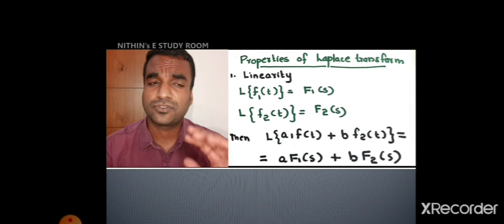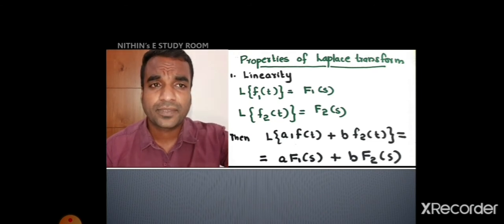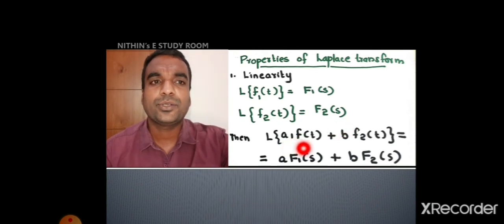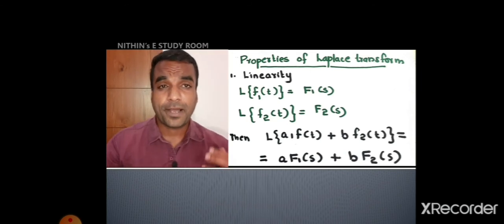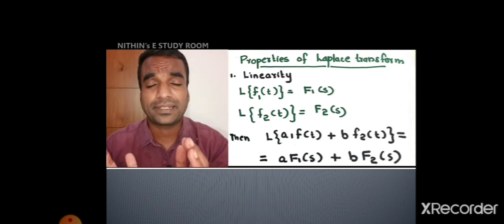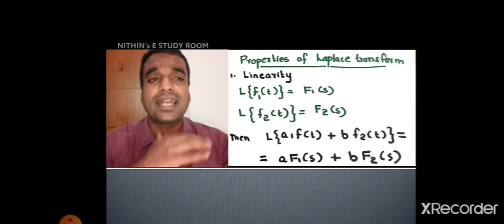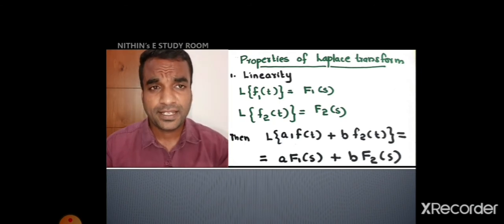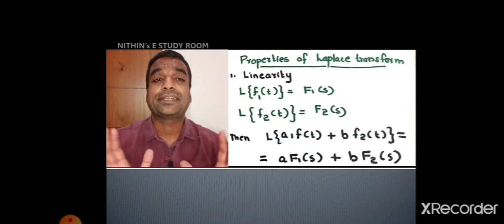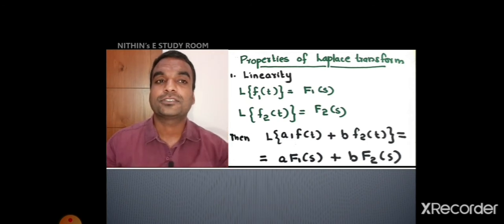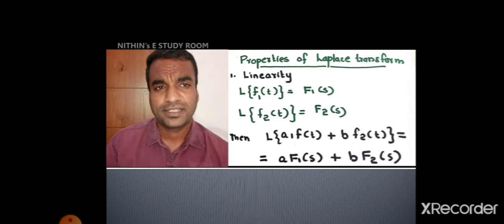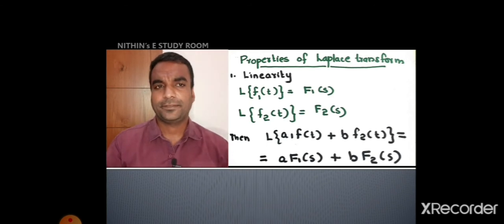And the Laplace transform of f2 of t is F2 of s. Then a into f1 of t plus b into f2 of t. We are multiplying those time domain equations with some constants and adding both. Then the Laplace of that should be a into F1 of s plus b into F2 of s. That is the condition for linearity.